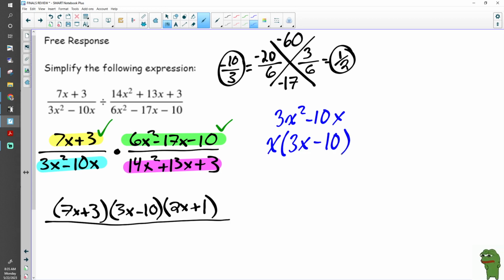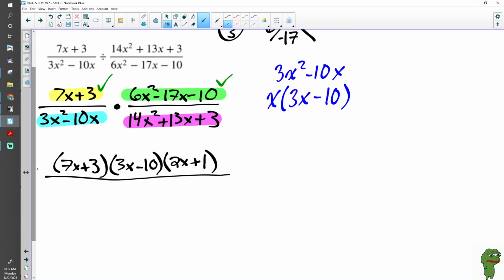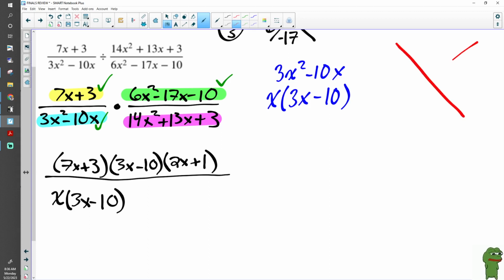Okay, so we take out our greatest common factor. So here, we have x times 3x minus 10. So the blue factor was on the bottom, so we put our factor on the bottom. And all we have left is that purple to do. 3 terms, 1, 2, 3. We're going to use the x method.